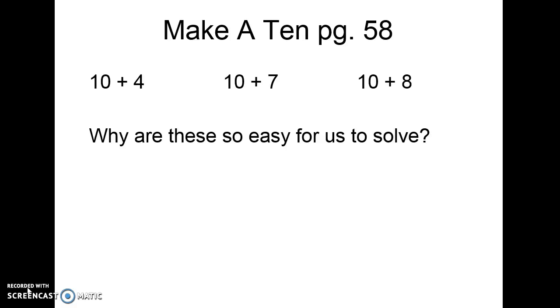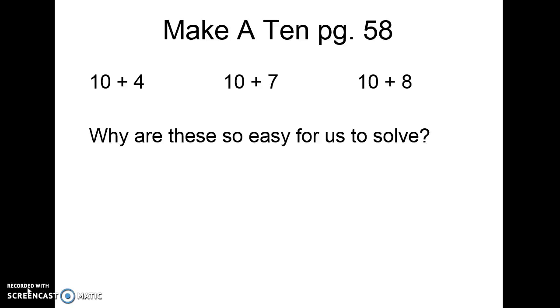So here we go. These three problems on the screen are 10 and some more facts. This would be a prerequisite before introducing the make a 10 strategy. Your kids would need to be fluent with adding any single digit number to 10. So I have 10 and 4, 10 and 7, 10 and 8. We would quickly give the sum of each problem, and then I would ask kids, you are so quick at solving those. Why are those so easy for us to solve? I would let the kids answer that question and give me some ideas about what makes those so easy.